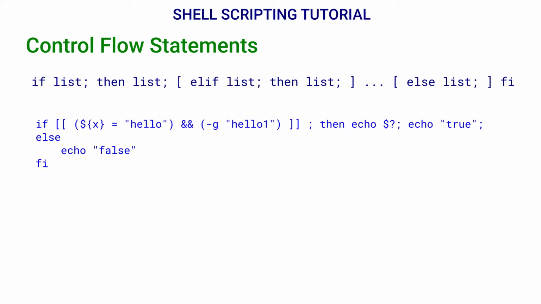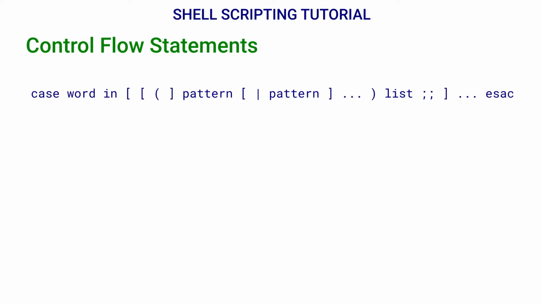We have seen the use of if statement in an earlier example. If double bracket $x is equal to hello and -g hello1 double bracket close semicolon, then echo $?, semicolon, echo true, semicolon, else echo false, fi. Next, we have the case statement.